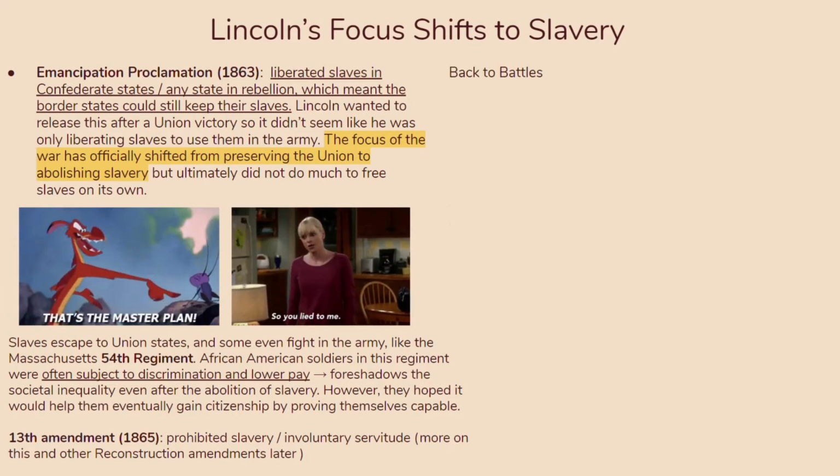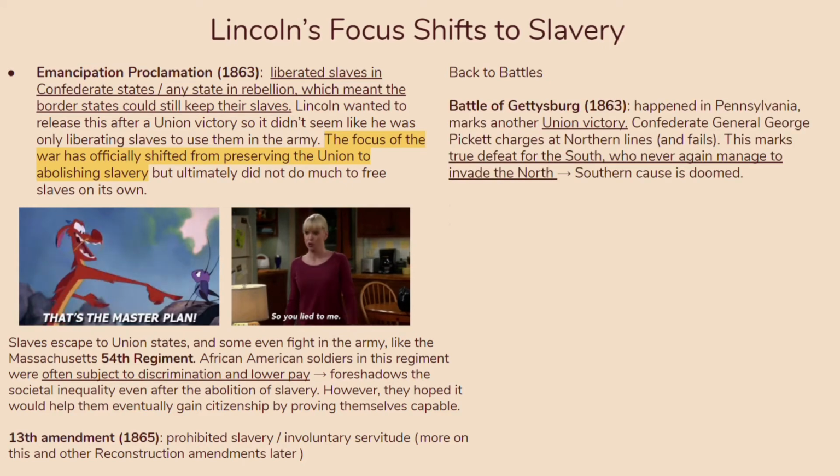Okay, so let's go back to talking a little bit more about battles. You don't really need to know about individual battles for test day, but I do think it's important just to know generally about the most important ones because it'll really help you bring in some outside information and provide a little bit of context to a document on a DBQ.